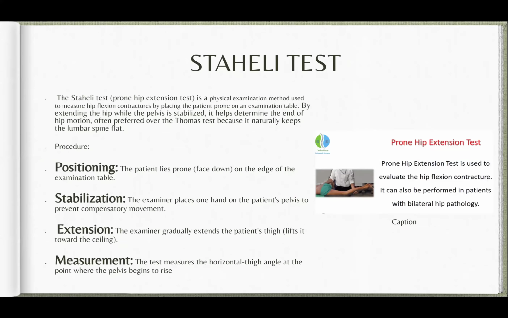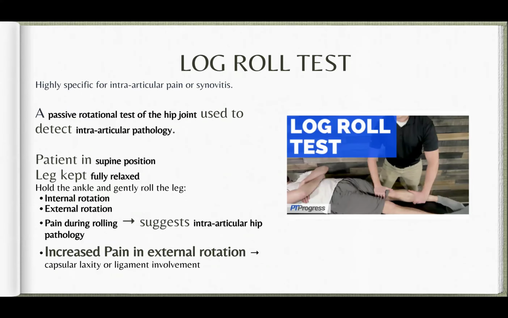Log roll test, highly specific for intra-articular pain or synovitis. A passive rotational test for the hip joint used to detect intra-articular pathology. Patient is in supine position, leg is kept fully relaxed, holding the ankle and gently rolling the leg.